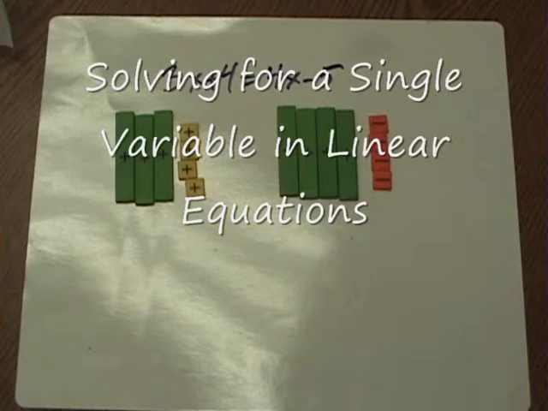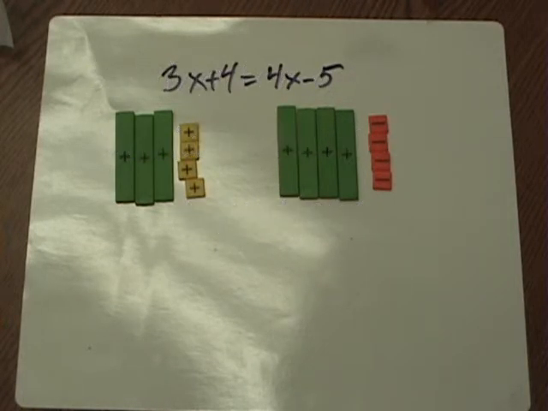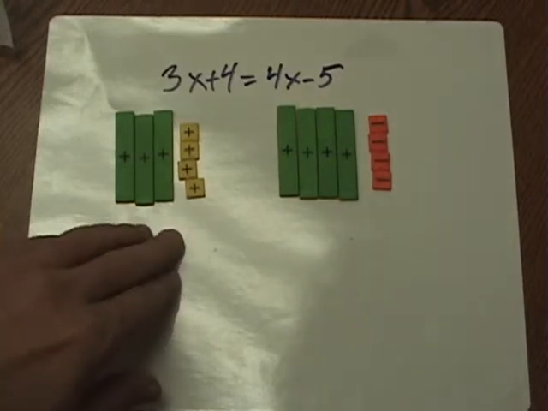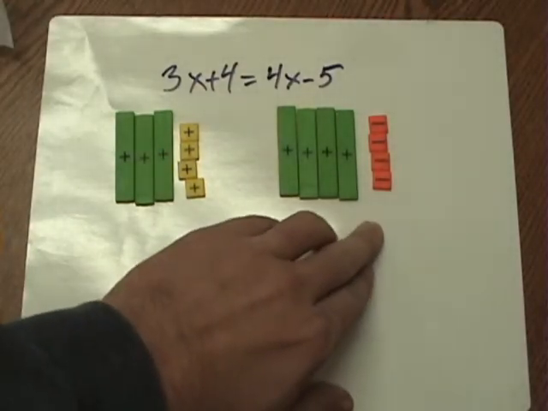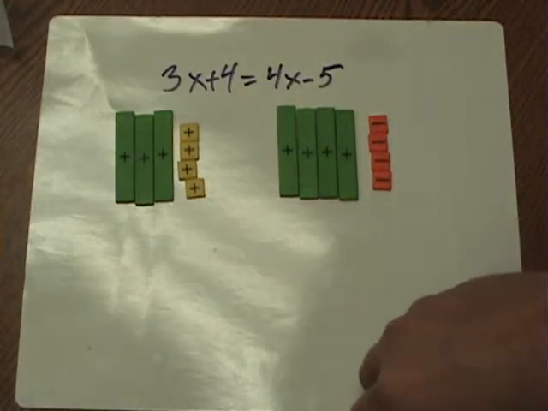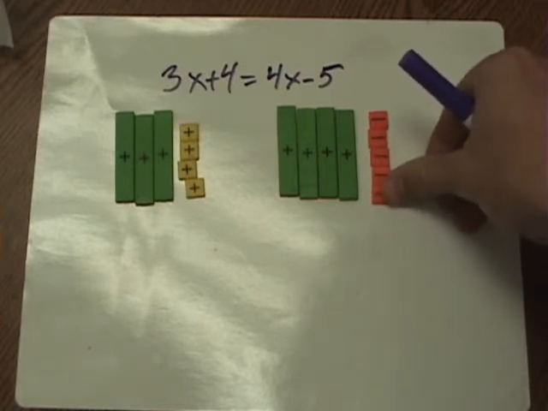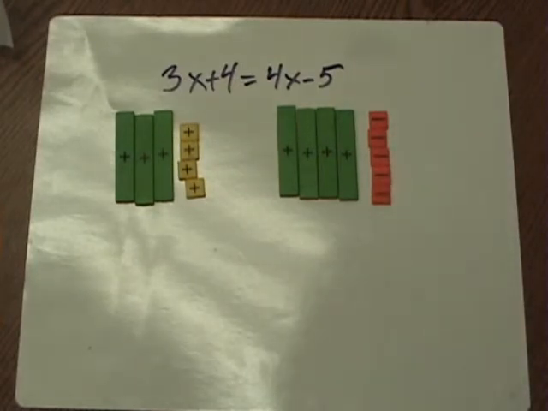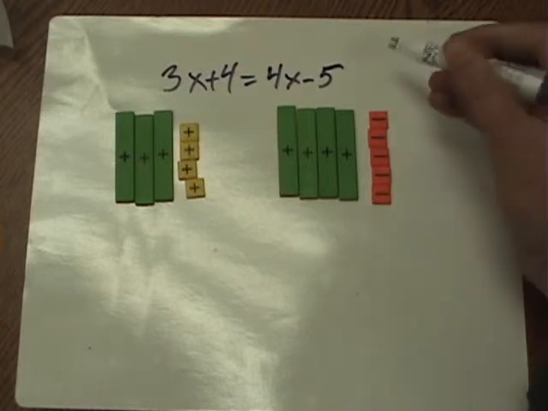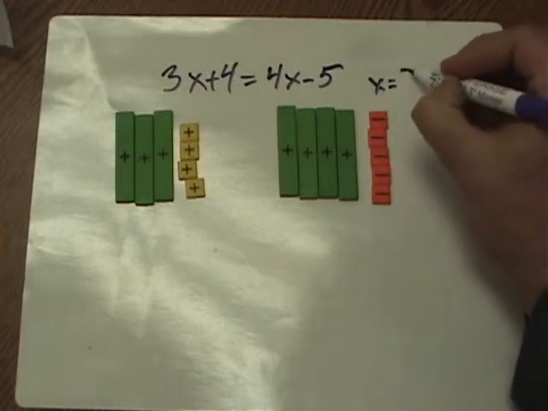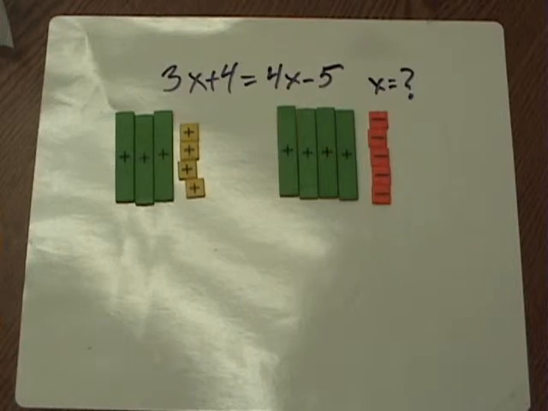Okay, now we're going to look at a couple of examples of solving for one unknown in linear equations. So what I have is 3x plus 4, modeled on this side, is equal to 4x, and this should have one more, minus 5. Okay, so 3x plus 4 is equal to 4x minus 5, and ask the students to solve, because what we're looking for at the end is just x is equal to what? Okay, x is going to have to be equal to some number.